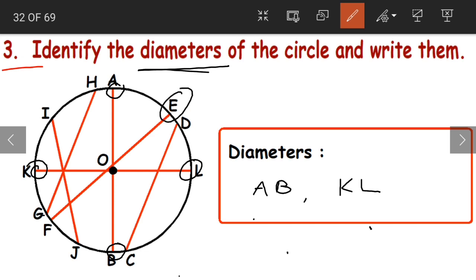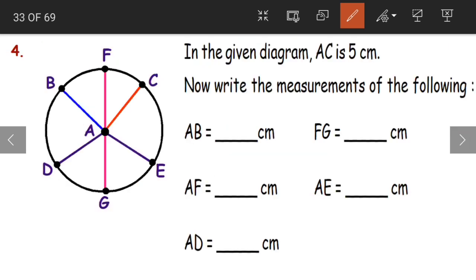If you look at line segment EF, it is not exactly passing through the center, it is somewhat beside the center of the circle. But for the diameter, what do we want, children? We want it to be passing through the center of the circle. So from the given line segments, only AB and KL can be called as the diameters for the given circle.